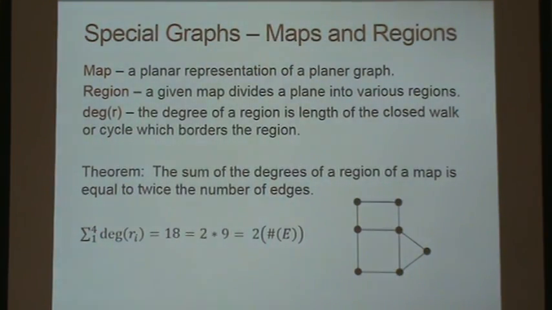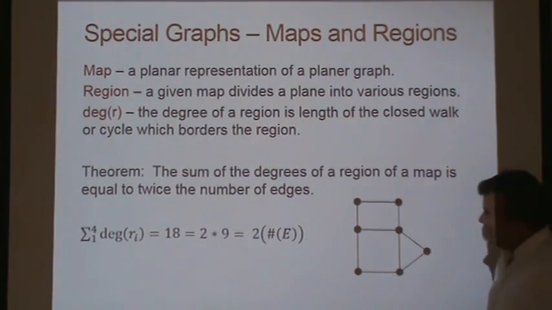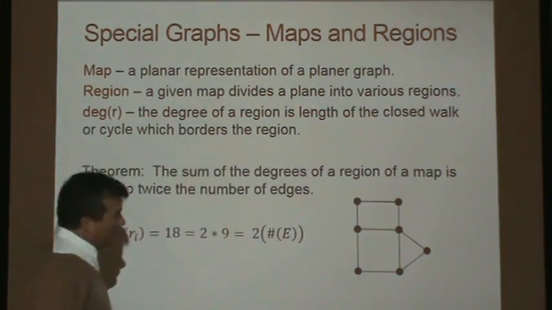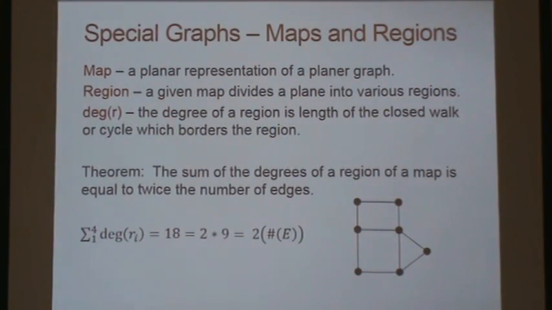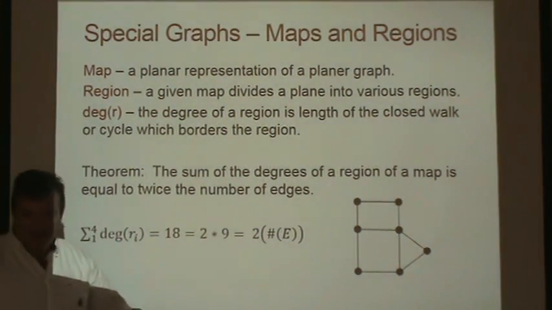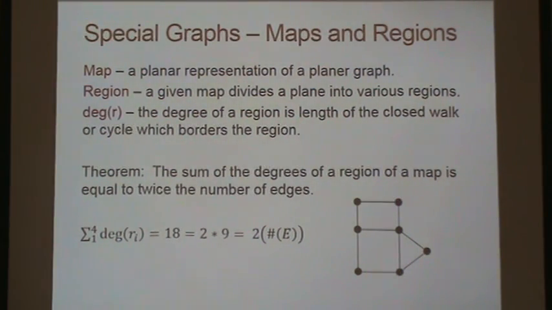Okay, now if you had a graph that was planar, a map is a planar representation of a graph. So we could call that a map. That would be like if you saw a map of the United States, you'd have all the roads between them, but the roads don't have to crisscross each other. Okay, then a given map divides a plane into various regions. And the degree of a region is the length of a closed walk or cycle which borders that region.